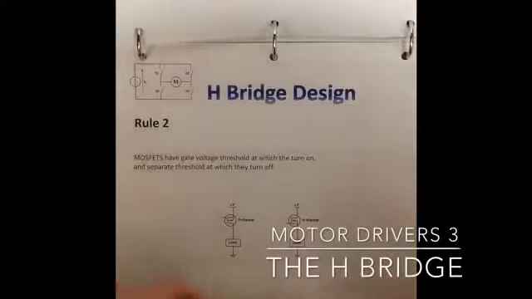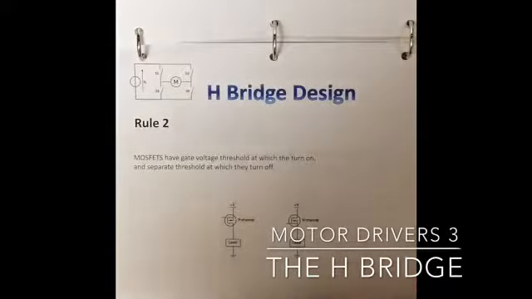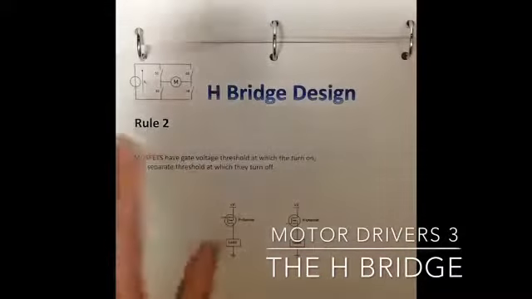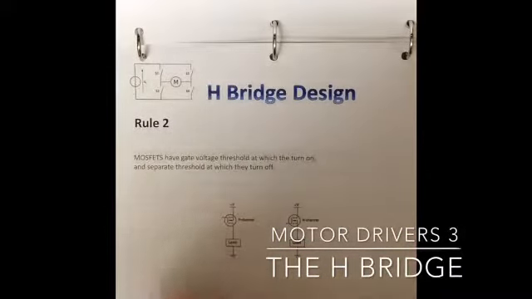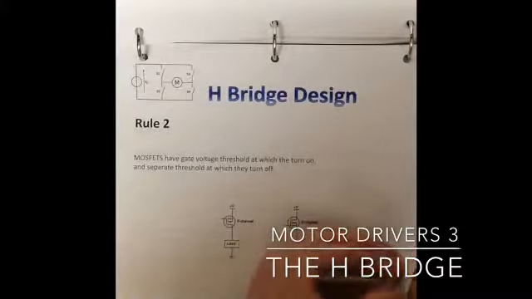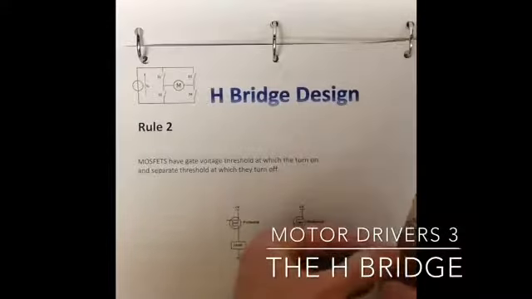Alright, so that's an important thing. So where it is in position-wise matters, because you'll see in a second why. MOSFETs, rule number 2. MOSFETs have a gate voltage threshold in which they turn on, and a separate threshold in which they turn off. Makes sense. Just like any TTL device.